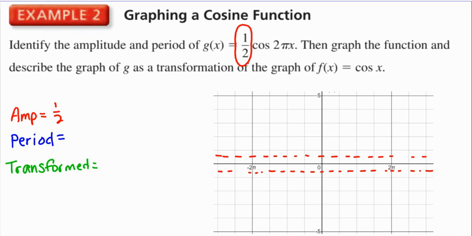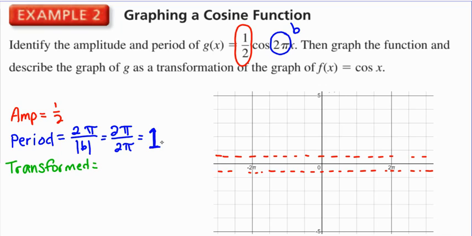Okay, now for this period right here, this 2 pi is my b. So for the period, I want to take 2 pi over the absolute value of b, which is going to be 2 pi over 2 pi. So my period length is going to be 1.